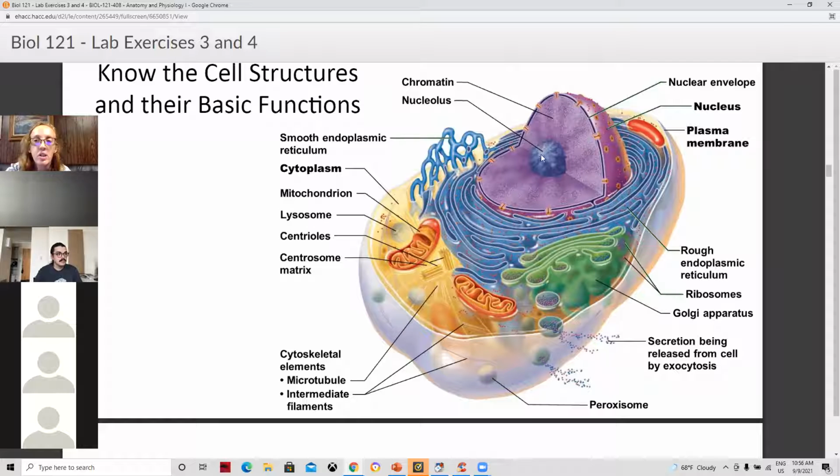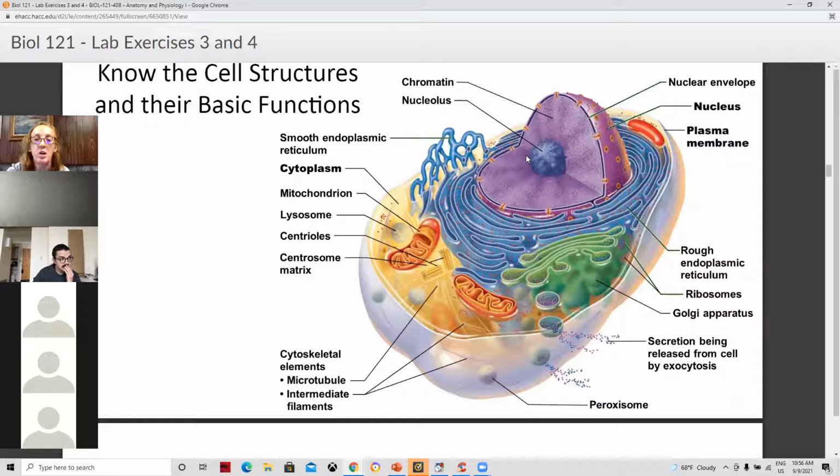So we have a nucleus. Our biggest organelle is a nucleus, which is enveloped within a nuclear envelope. And within the nucleus is chromatin. Chromatin is our DNA, our genetic structure. Another thing that we have in the nucleus is called the nucleolus, which is where ribosomes are made.